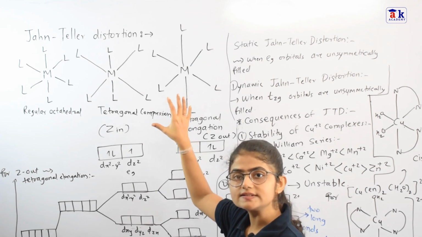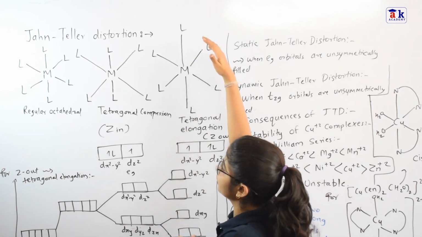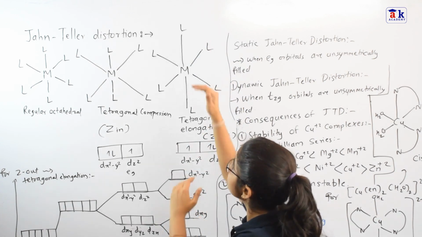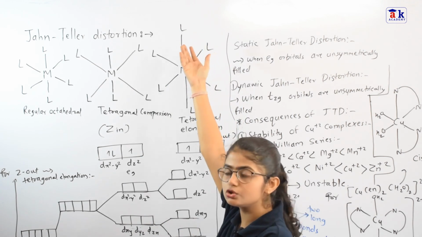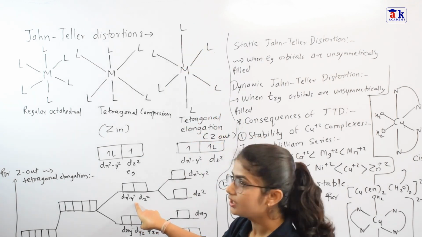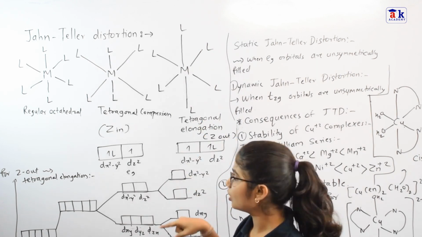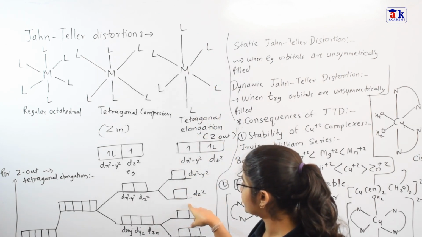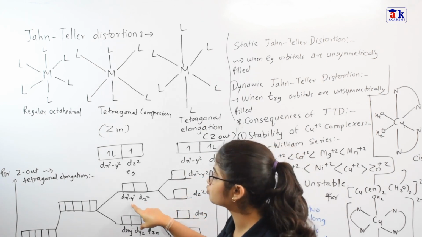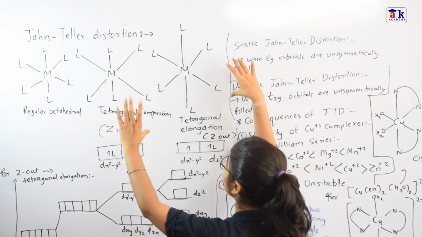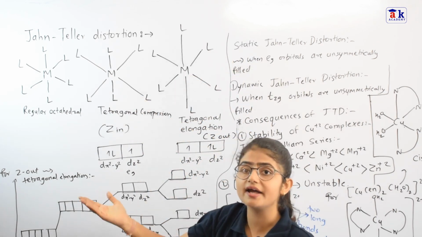Because of this situation, along the z-axis the ligands are moving away, and since they are moving away, they are now stable, meaning their energy is low. That's the reason the dz square orbital is going to get stabilized and have lower energy, whereas the dx square minus y square orbital, which is directed towards the metal, is going to have higher energy.